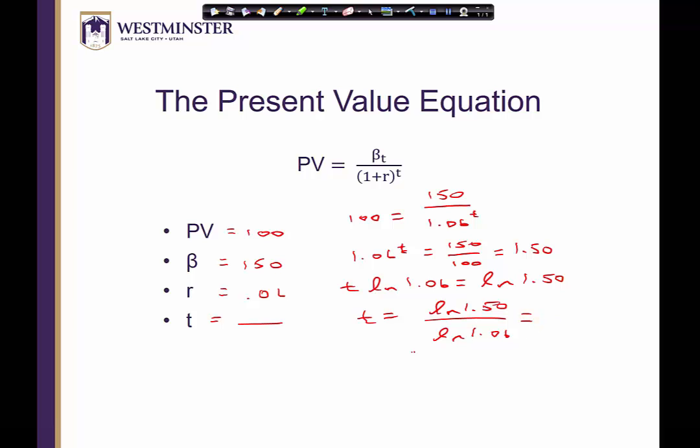Well, the natural log of 1.5 and the natural log of 1.06 are just numbers. In this case, they happen to be equal to 0.4055 divided by 0.05827, which equals 6.95, which equals our time factor.